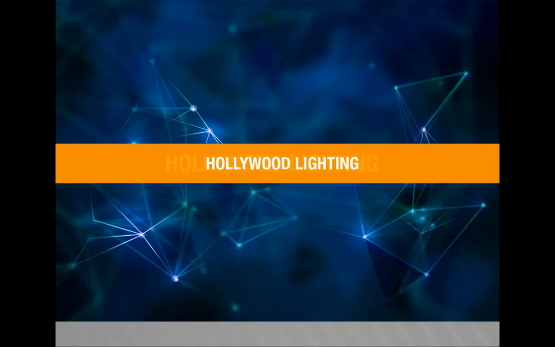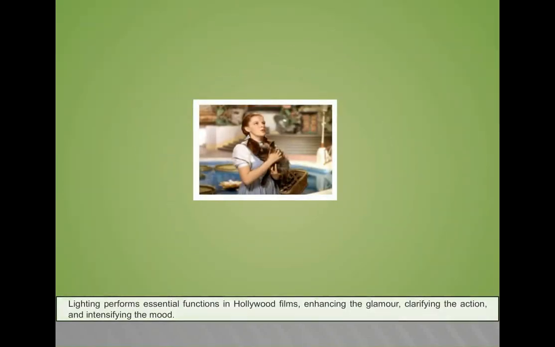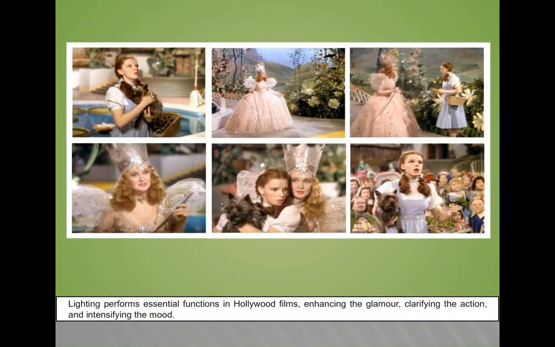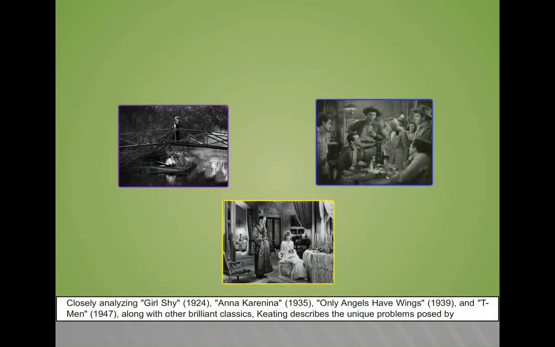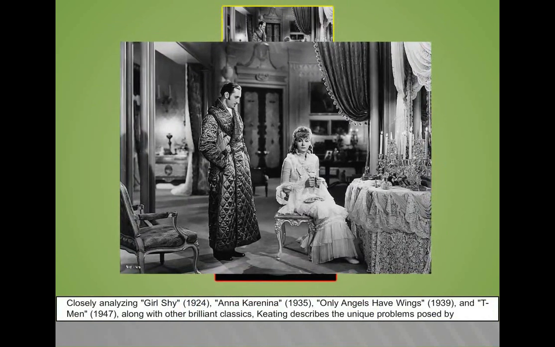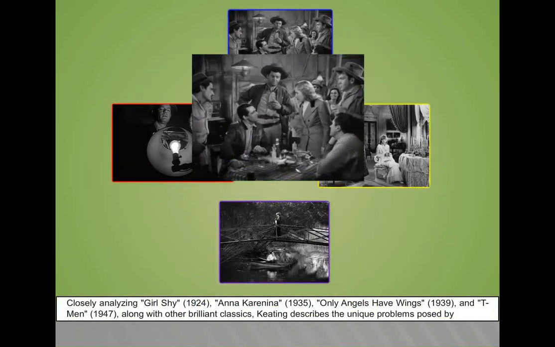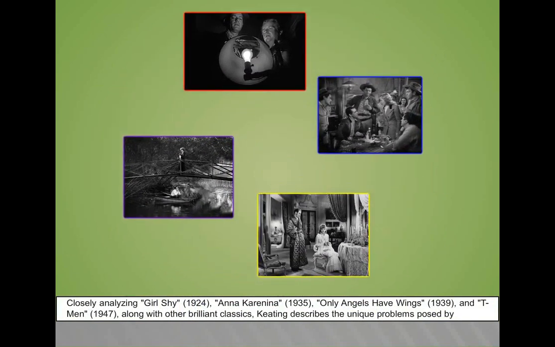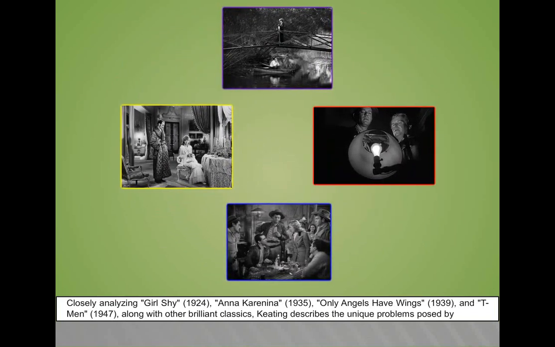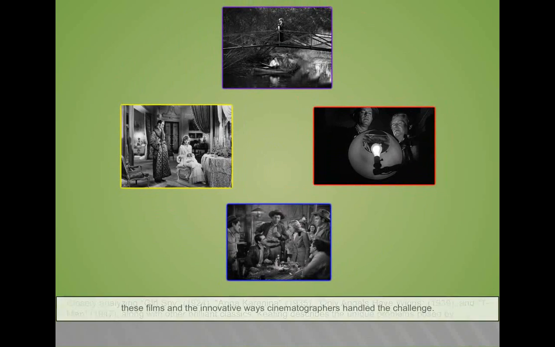Hollywood lighting. In this video, we are going to see about Hollywood lighting. Lighting performs essential functions in Hollywood films, enhancing the glamour, clarifying the action, and intensifying the mood. Closely analyzing Girl Shy 1924, Anna Karenina 1935, Only Angels Have Wings 1939, and Ten Men 1947, along with other brilliant classics, Keating describes the unique problem posed by these films and the innovative ways cinematographers handle the challenge.